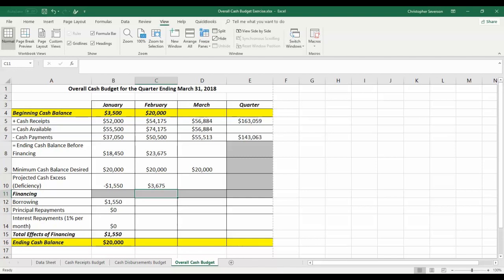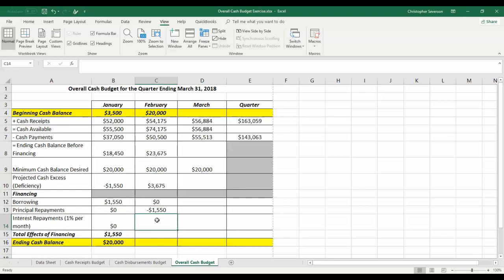That's a good thing for this month because that means we have plenty to pay back our principal plus the interest without falling below $20,000. So what that means here for the financing area is that we're going to have to subtract $1,550 from our cash because we're paying that principal back. Oh, actually, let me back up. The borrowing itself is zero. The principal repayment is the negative $1,550. We're paying back that principal.